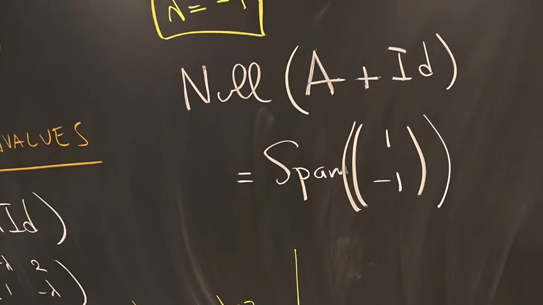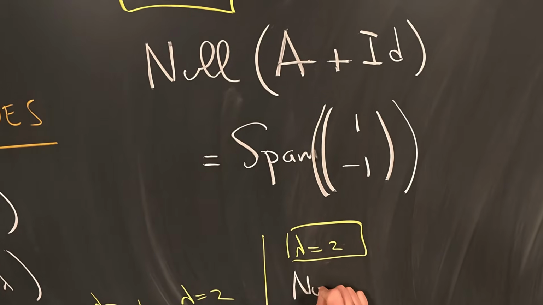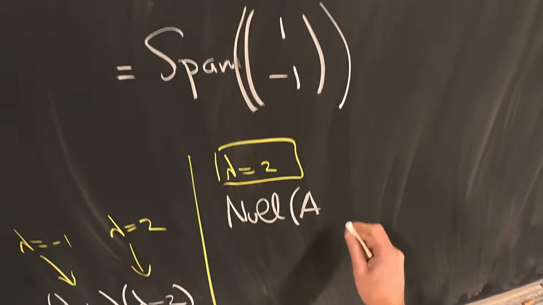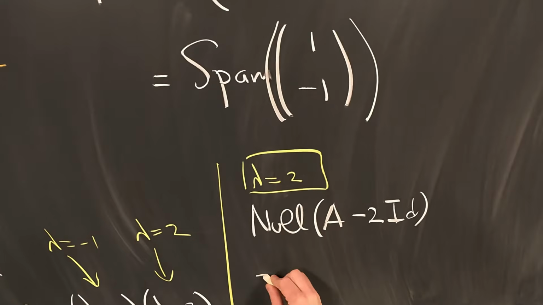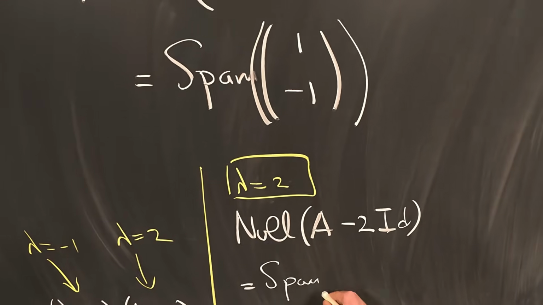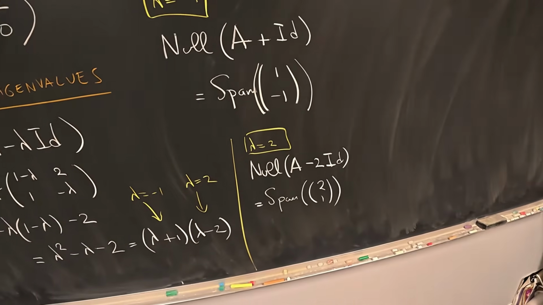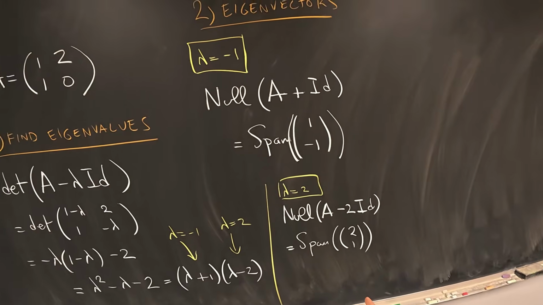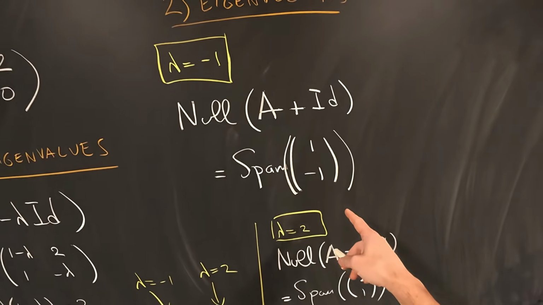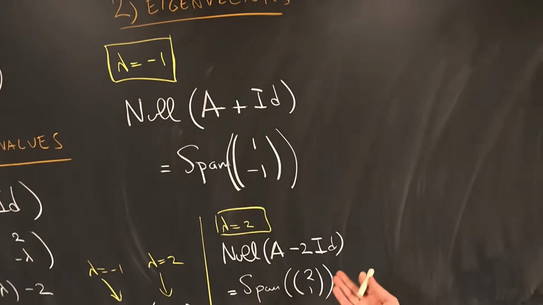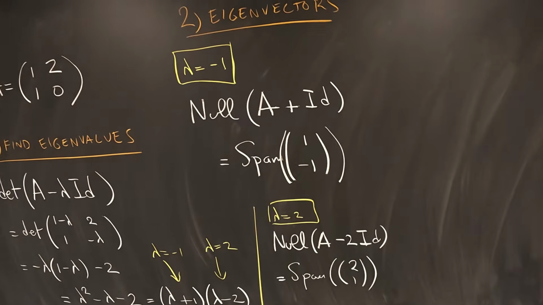For lambda equals 2, I can do exactly the same thing. I compute the null space of A minus 2 times the identity, and that was also a one-dimensional space, the span of the vector 2, 1. Great. So now I have two eigenvectors. It's a 2 by 2 matrix, and because these eigenvectors are associated to distinct eigenvalues, they are linearly independent. That's something the theory shows, and therefore we have a basis of eigenvectors.